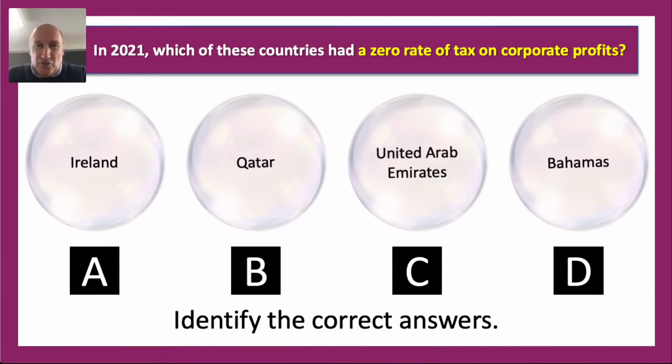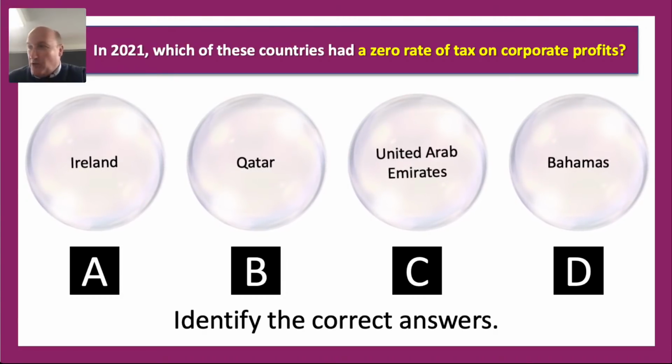How about this one? In 2021, which of these countries had a zero rate of tax on corporate profits? Okay, what do we reckon? How many of those 4 countries had a zero corporation tax rate? And the 4 countries are Ireland, Qatar, UAE, and the Bahamas. That'd be one heck of a qualifying group if that was the FIFA World Cup.